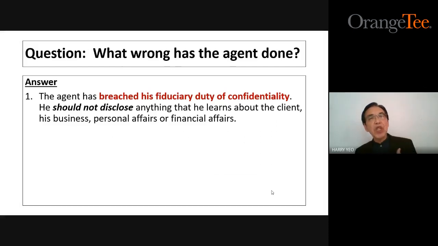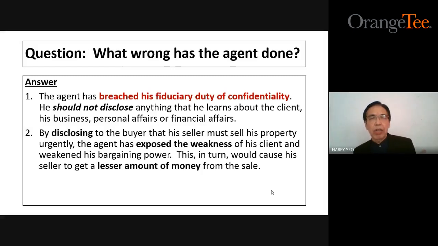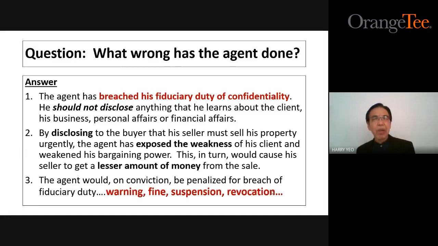In the first place, he should not disclose to the buyer that the seller is in dire straits and in urgent need to sell. By disclosing that, "Oh, my seller is going to be bankrupt, you must sell quickly," you have exposed the weakness of the seller and weakened the bargaining power, as a result of which your seller will get a lesser amount of money. Therefore, agent, you have breached the confidential duty. On conviction: warning, fine, suspension, revocation of license. Because it's a breach of confidential information, I shall not send you to prison.